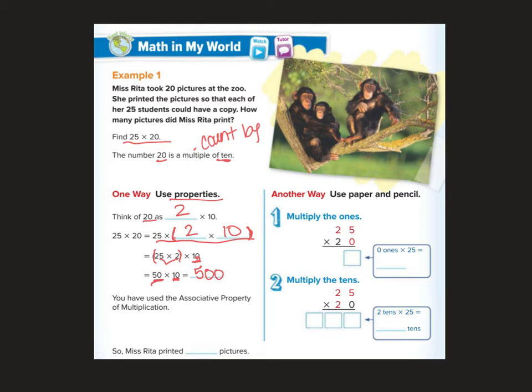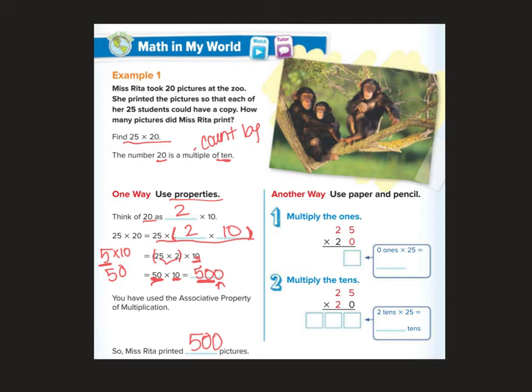How did I know that? Because anything times 10, we just put a 0 at the end of it, right? So if I have 5 times 10, that's 5 with a 0, 50. So if I do 50 times 10, that's 50, add the 0. Now we're not really adding 0, right? We're multiplying by 10. We're technically moving the decimal point one place to the right is what we're really doing. But that was kind of a cool little trick there. So Miss Rita printed 500 pictures.